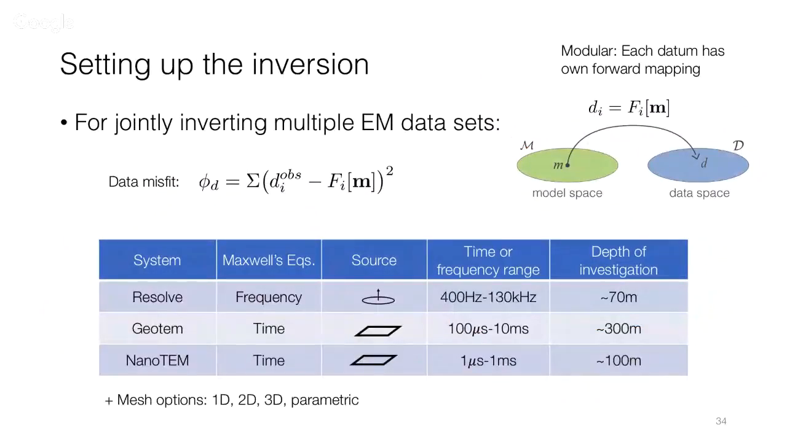So in setting up the inversion, you have these different systems. The important part here is this frequency domain system is high frequency and doesn't have a very large depth of investigation, maybe 70 meters. The ground time domain system might see a little bit deeper, to 300, and the GeoTEM system sees down to perhaps 300 meters.